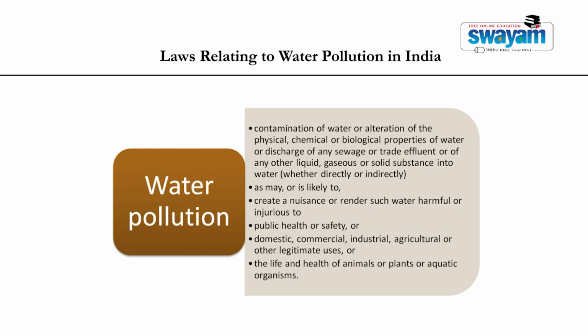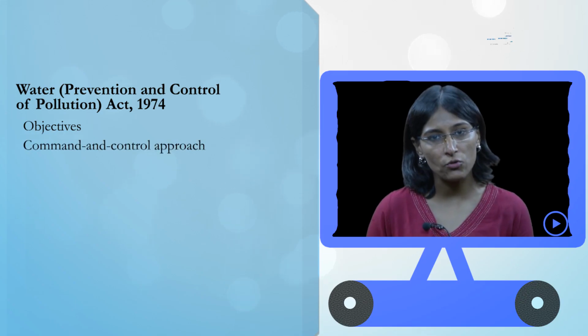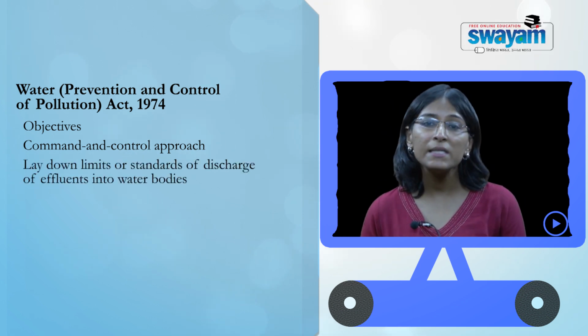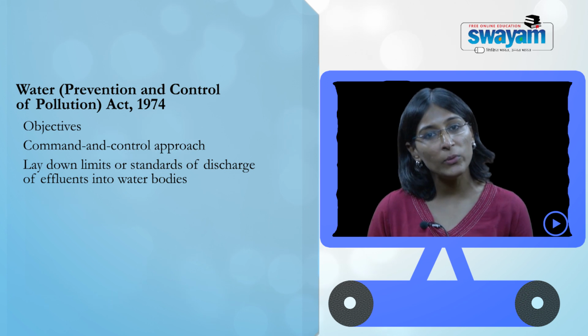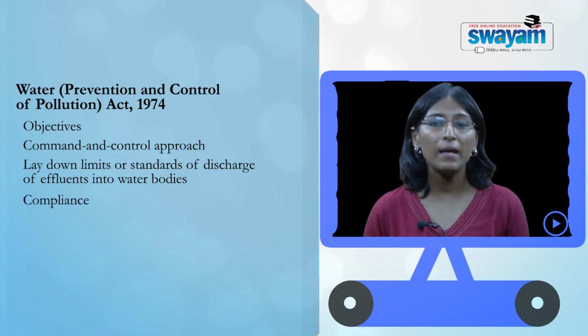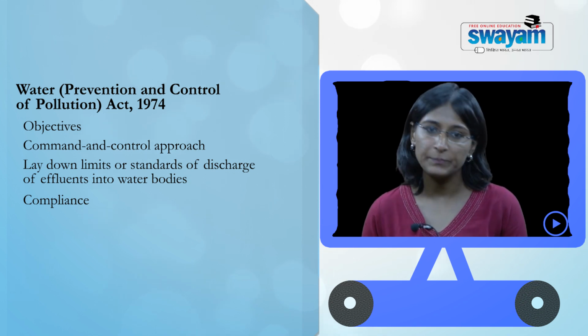The Water Act itself does not provide a definition of wholesomeness, but as we will see, a whole number of standards are laid down by the State Pollution Control Board which provide guidance in terms of water quality determination. Now, the Water Act follows what is known as the command and control approach. What that means basically is that the Act lays down limits or standards of discharge of effluents into water bodies, and in case of non-compliance, certain penalties have been laid down under the Act.